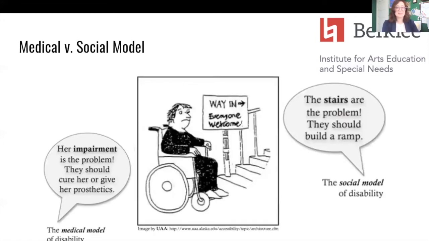This very simple graphic shows the relationship between the medical and social model. In the middle of the slide is a graphic of a woman who is a wheelchair user, and she's sitting in her wheelchair at the bottom of a flight of stairs, which have a sign on them that says, "Weigh in, everyone welcome." And on the left, we see the medical model of disability telling us her impairment is the problem. They should cure her or give her prosthetics. And on the right, we see the social model of disability telling us that the stairs are the problem. They should build a ramp.